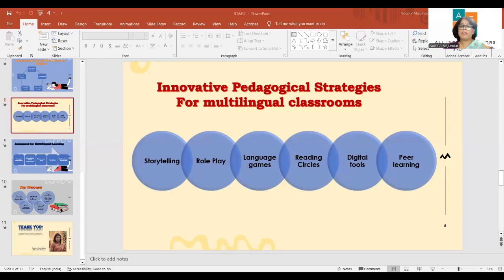A language treasure hunt should be organized from time to time. Display the picture of a tree. Now, what happens? Students identify its parts in English, in Hindi, and any other Indian language which the child is learning, and learning becomes interactive rather than mechanical.